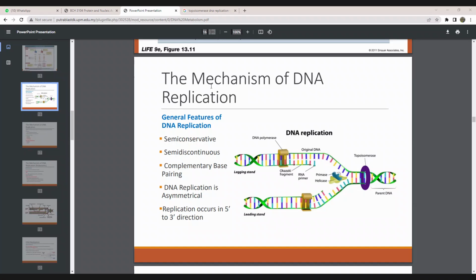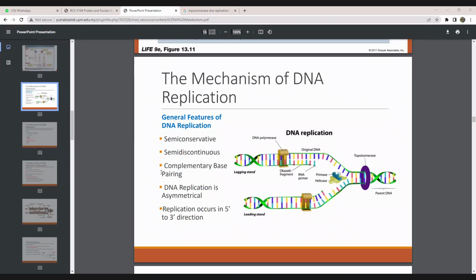Anyone? Replicate by Okazaki fragments. Discontinuously. Semi? Okay, semi-discontinuous, that one is true, correct. But when we talk about semi-discontinuous, by having the word semi, it tells you that the leading strand is synthesized continuously, but the lagging strand is synthesized discontinuously by having Okazaki fragments. So that's why it's called semi-discontinuous, because the leading strand is synthesized continuously.